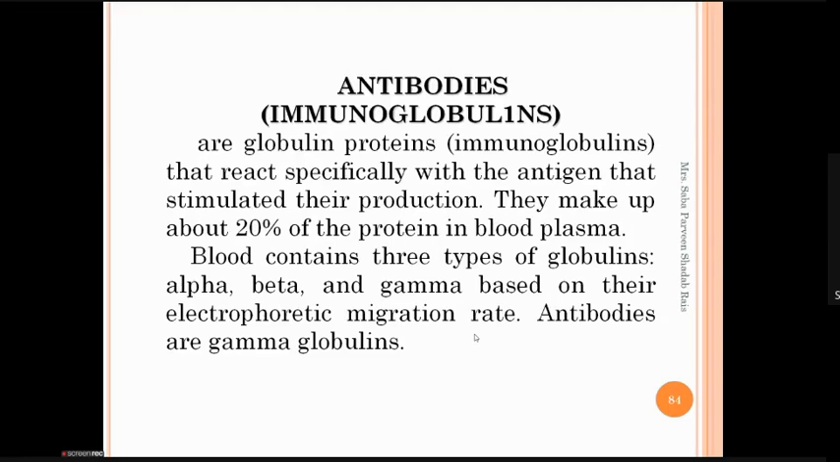So blood has three types of globulin. Other globulin proteins are also there in the blood: alpha globulin, beta globulin, and gamma globulin, based on their electrophoretic migration rate. When we talk about the antibody, they are the gamma globulin. These are just classes of the globulin protein.